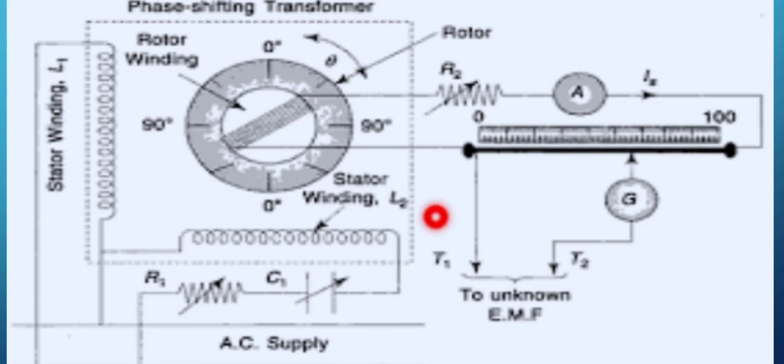And here the same unknown voltage is applied through these two stator windings, and due to the stator winding EMF, a potential develops which makes the rotor rotate. The position of the rotor represents the phase angle of the unknown voltage. So this is about the operation of this polar type AC potentiometer.